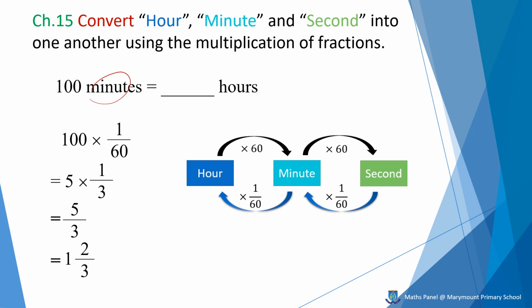To convert minutes back into hours, we use minutes times 1 over 60, so 100 times 1 over 60. We can reduce the fraction. We can cross out the 0 first, and then both divided by 2. 6 divided by 2 is 3, 10 divided by 2 is 5, so the final answer is 5 times 1 over 3, change it back into a mixed number, which is 1 and 2 over 3. That's the answer.